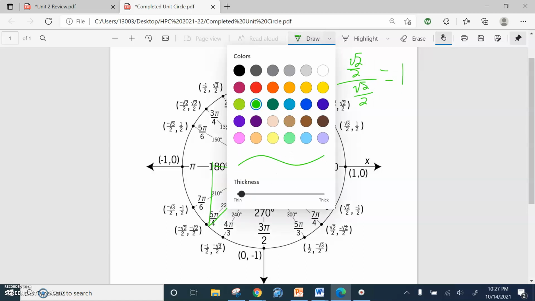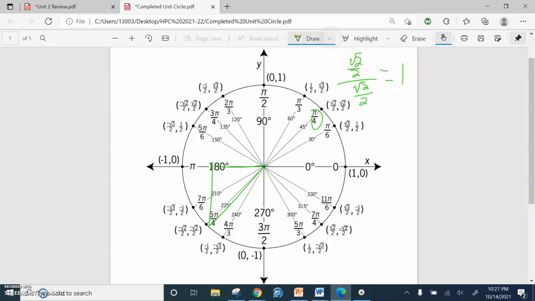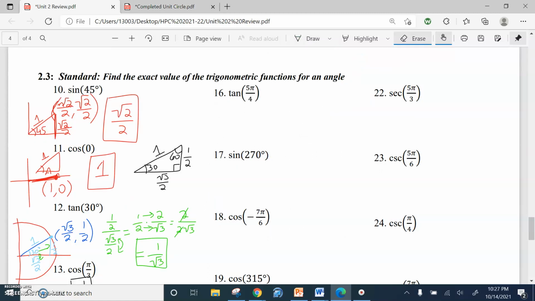I'm going to change my green to a more different green. Anyways, when I do that, I'm going to see that I have the negative square root of 2 over 2 over negative square root of 2 over 2. And when I have a negative number divided by its negative self, I'm still at 1. So let's go back. We're on a roll here. The answer, believe it or not, again, is 1.